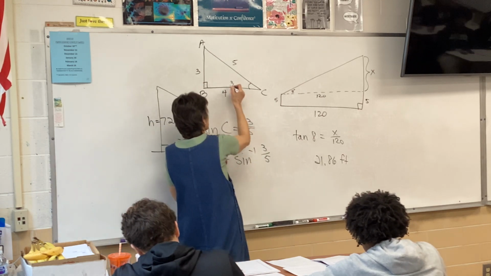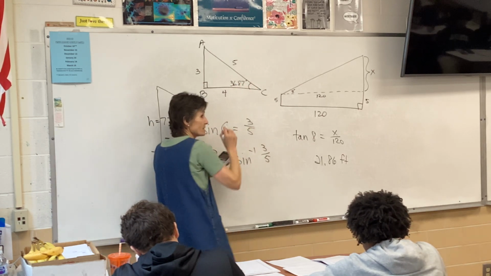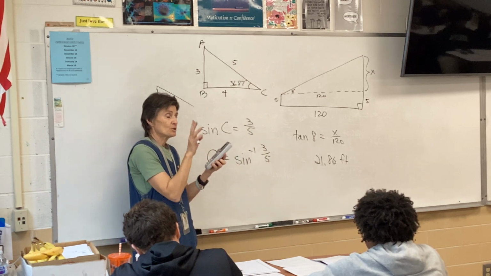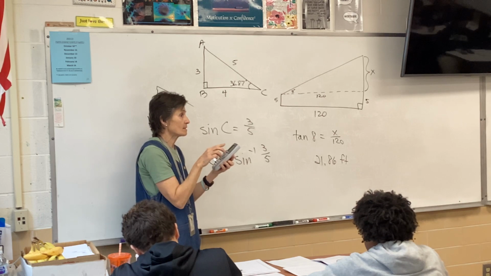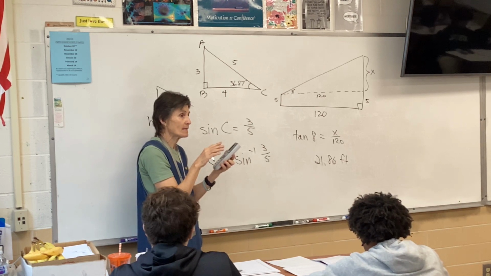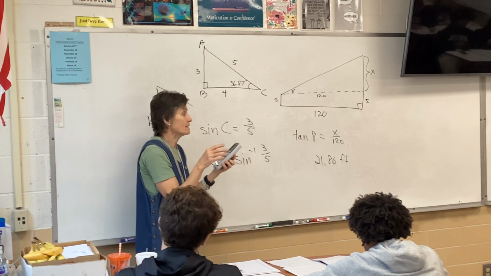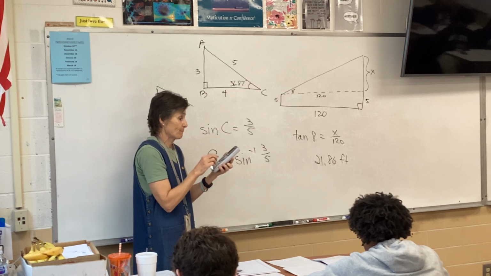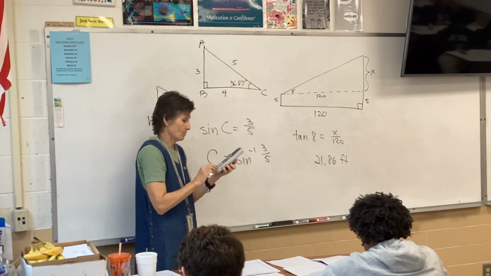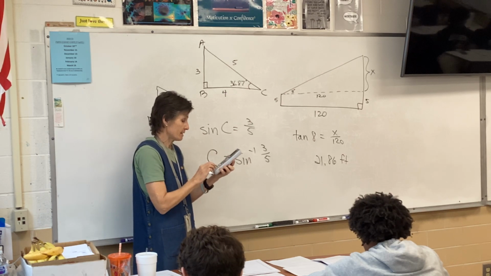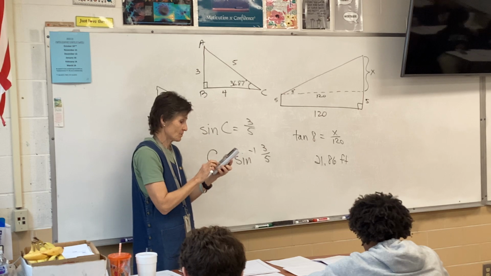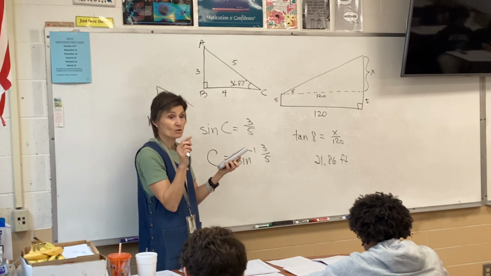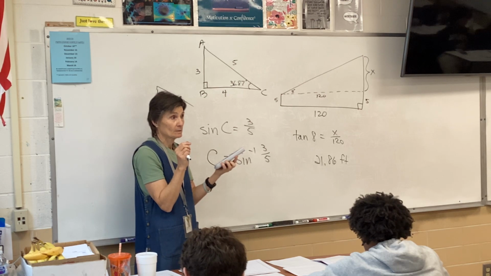Did you get 36.87 degrees? Now, just for fun, change your calculator to radians, and you're gonna get an entirely different answer, but it's the radian equivalent of 36.87. So, mode, radians, second sine 3/5. Did you get 0.64? That's the radian measure of the angle.